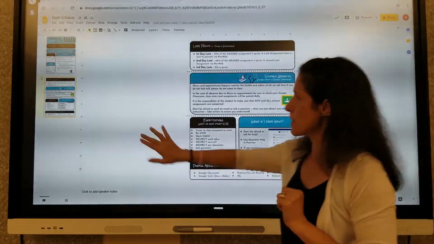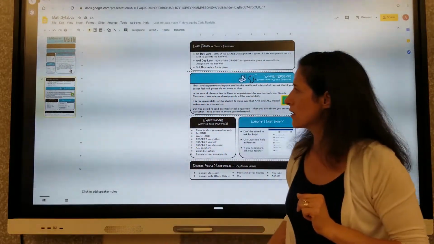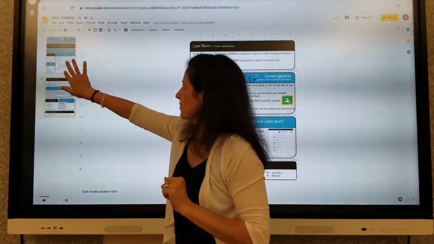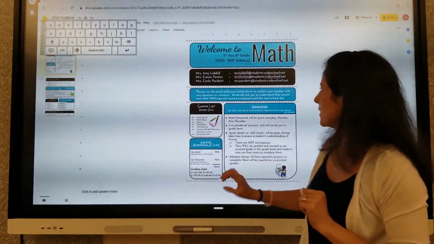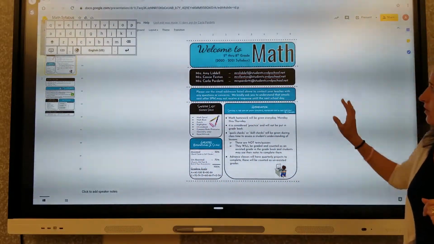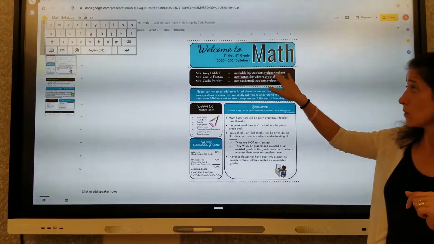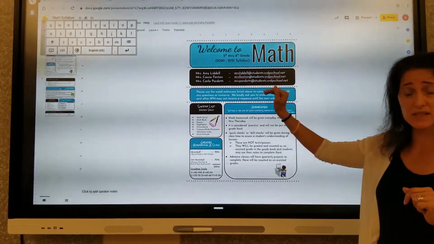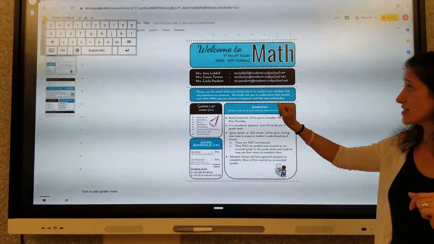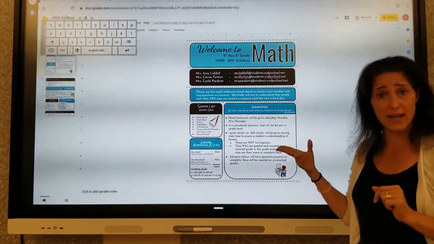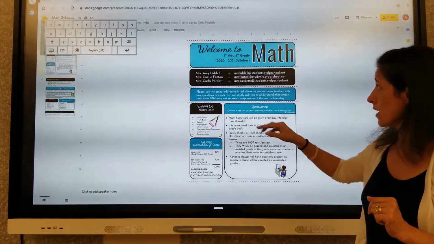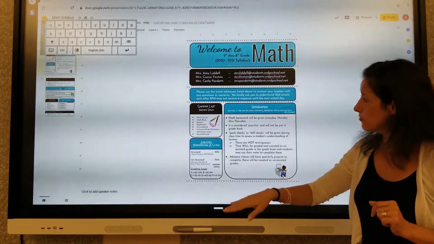Okay, so here's our math syllabus. We'll start on the first page. Our welcome page here has the names of all of the math teachers. Most of you know Mrs. Liddell. Mrs. Fenton is new here this year. She's teaching 4th and 8th grade pre-algebra, and myself.